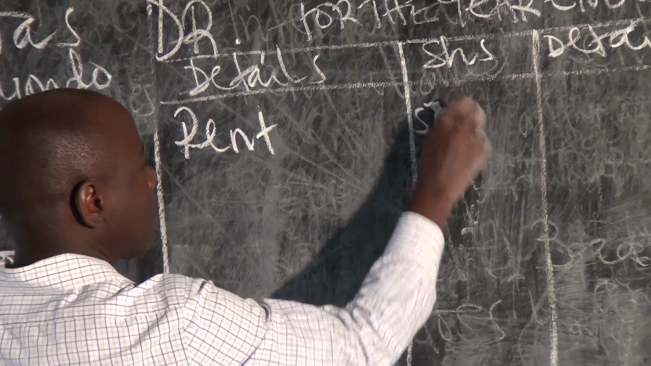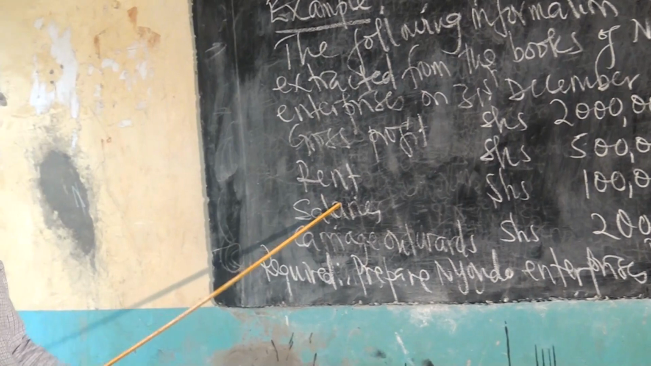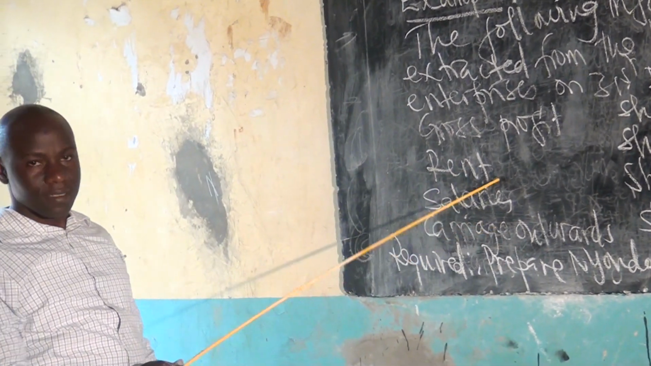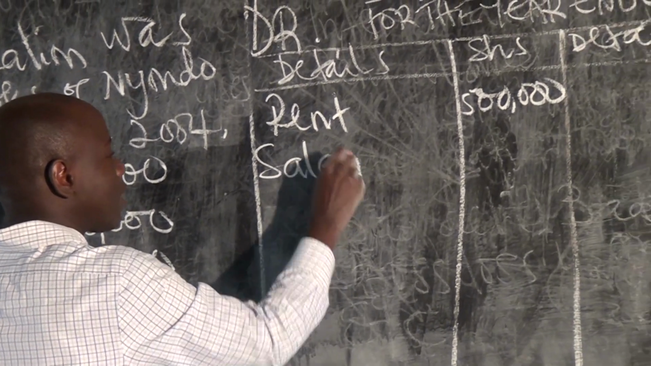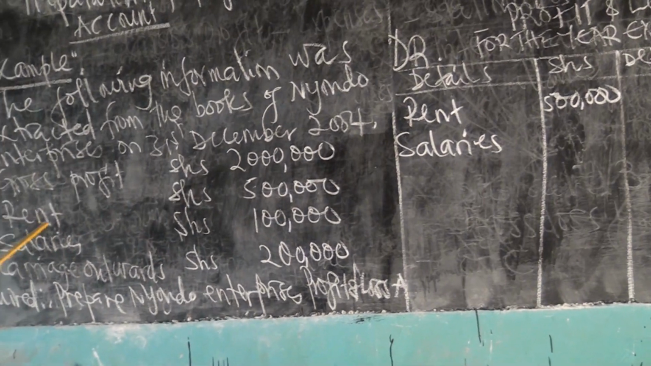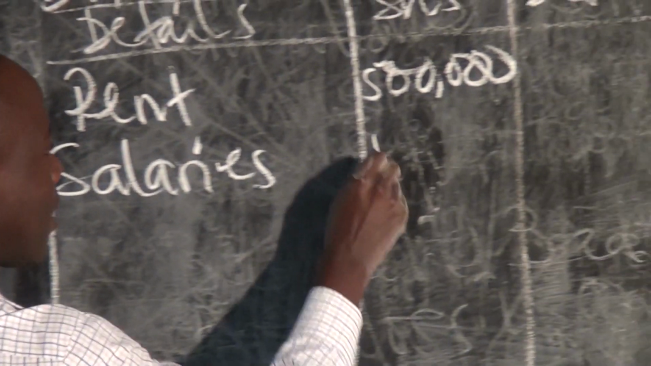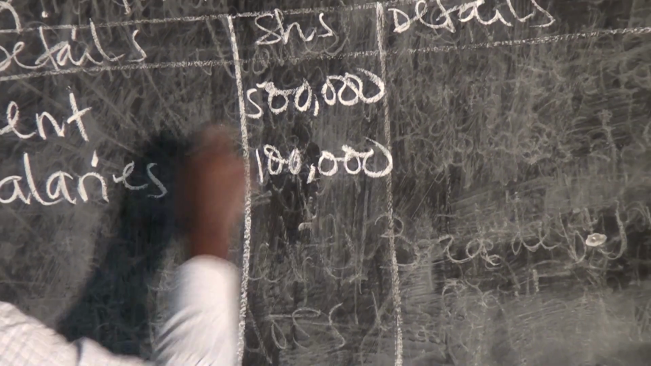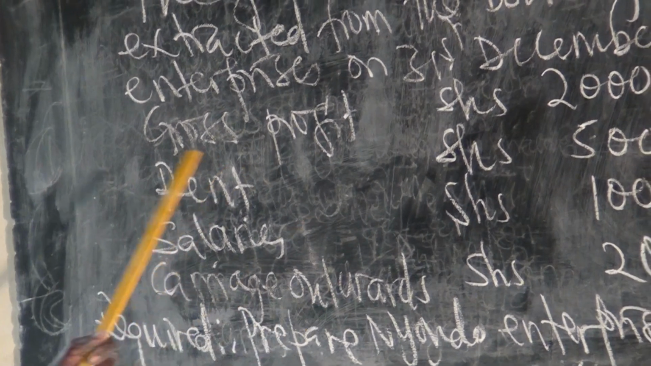Rent, shillings 500,000. We have another expense known as salaries. All expenses are recorded on the debit side. Salaries, according to the example, we have 100,000 for salaries. Then we have another expense known as carriage outwards.